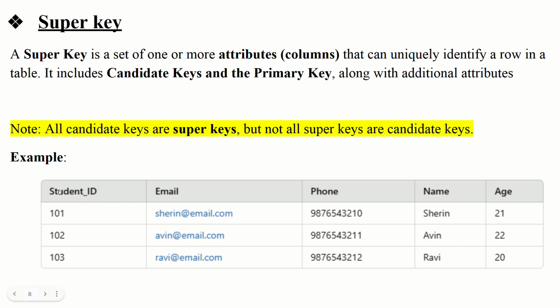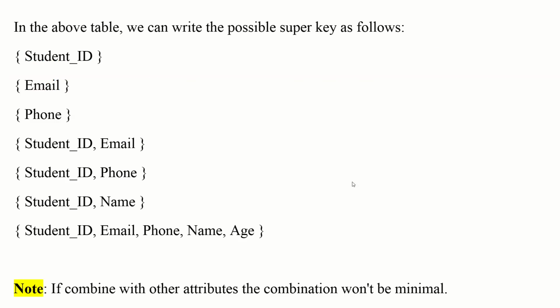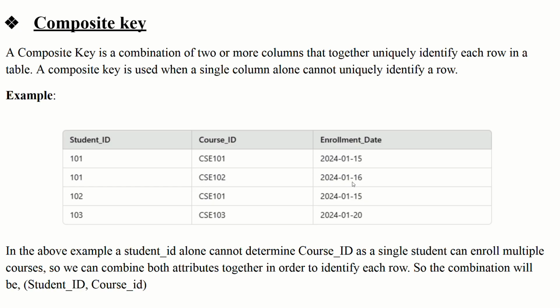If I combine the student ID with age, that is not possible, because age is a non-prime attribute. If I want to combine, I should combine student ID and email, because email is a unique attribute for us. Similarly, student ID and phone is also possible, but student ID and name is not possible, because name is again a non-prime attribute. So that is another concept of the composite key.